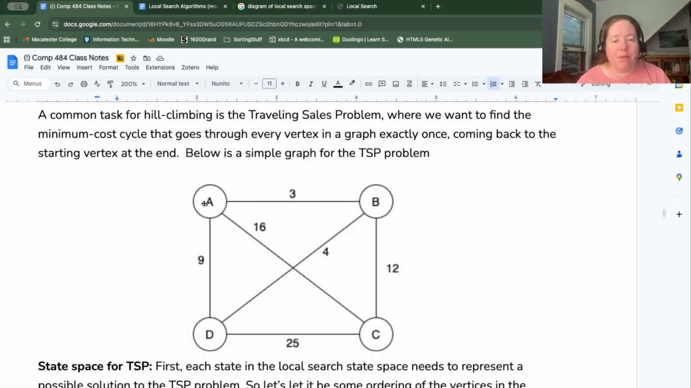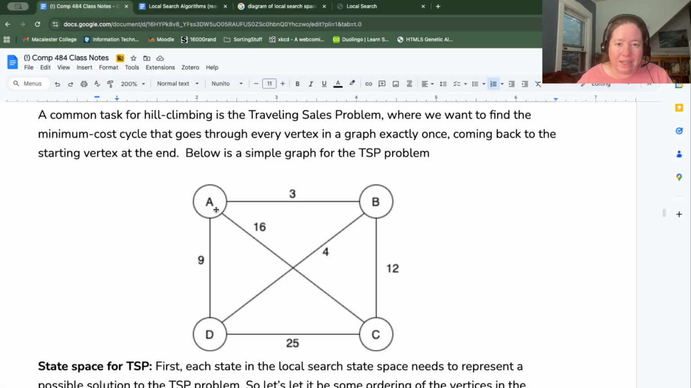So we want to be able to pass from one city to another and return to the start without ever repeating a city. We don't want to go to a city more than once. So we don't want to go from A to B, B to C, C back to B, and then from there to D and A. So we visit each city once and return at the end back to our starting point.